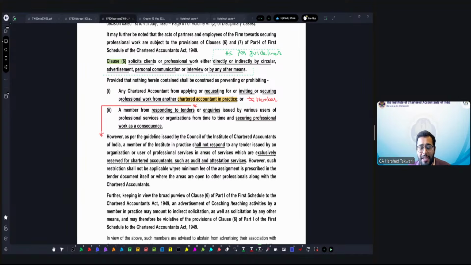Now the question comes, when can we apply? That restriction will not be applicable if there is a minimum fee on the assignment, or if the areas are open to other professionals. So you can only apply to tenders where a minimum fee is prescribed for the assignment, or where it covers areas open to other professionals. Then only you can apply. So if it is restricted to the area of audit and attestation, you cannot apply. Either there should be a minimum fee with it, or it should be areas open to other professionals. Then and only then you can apply. Otherwise, you cannot apply. Clear?